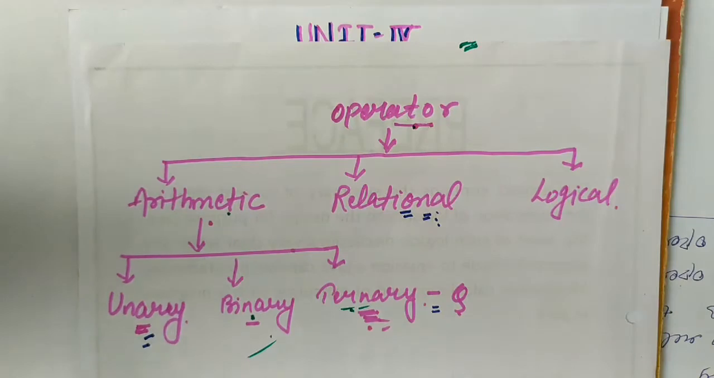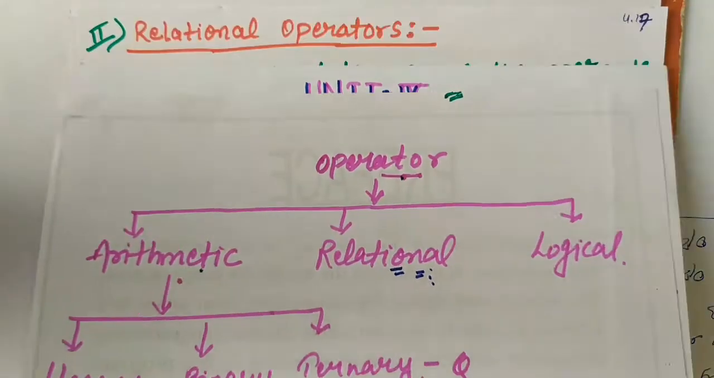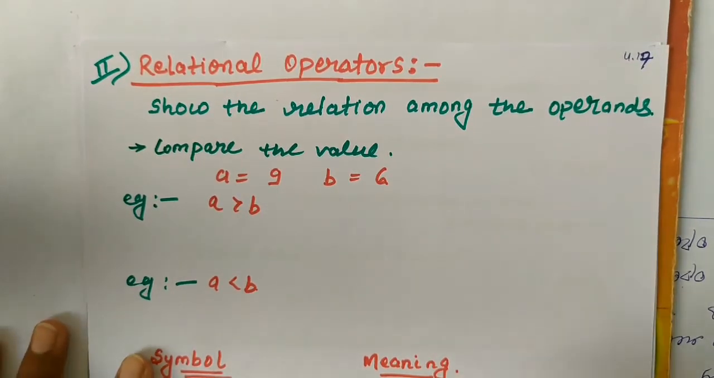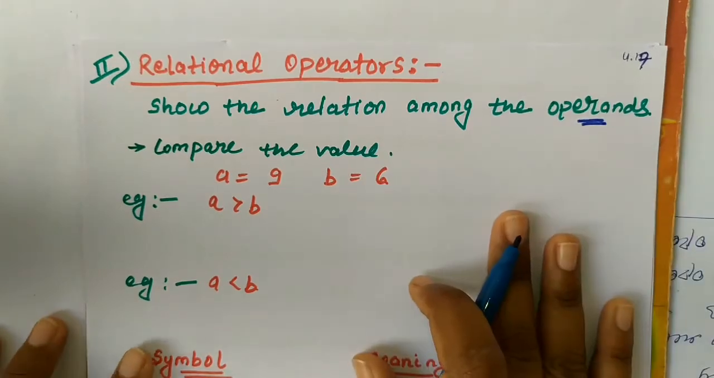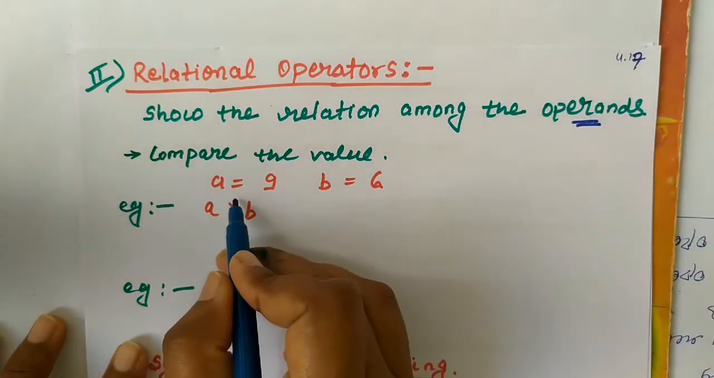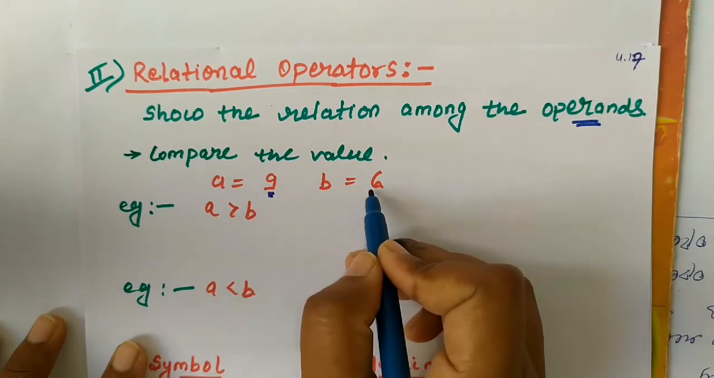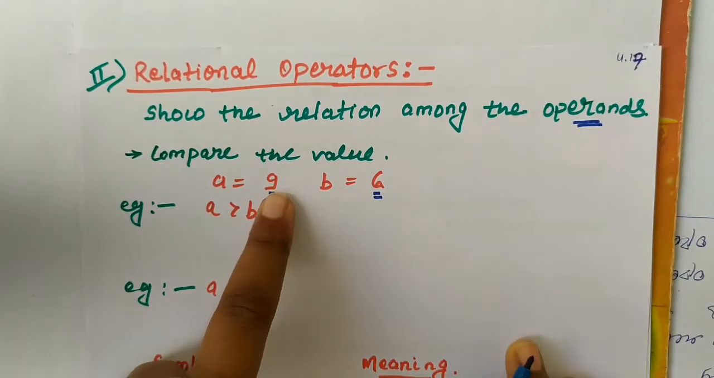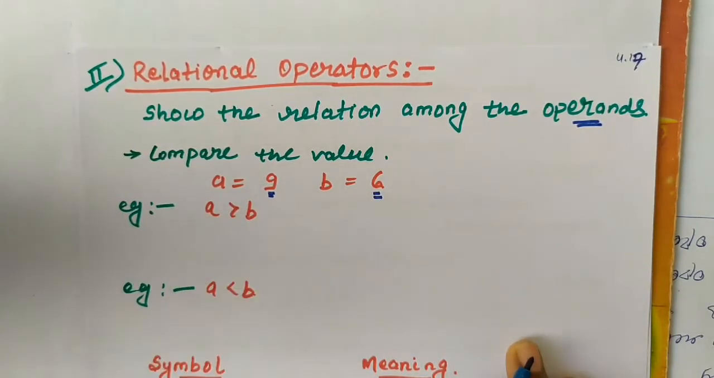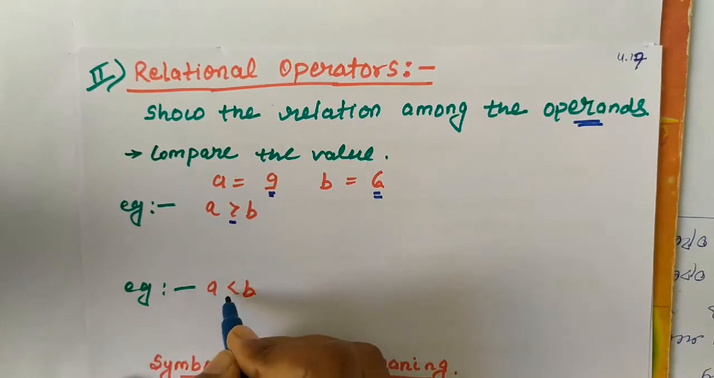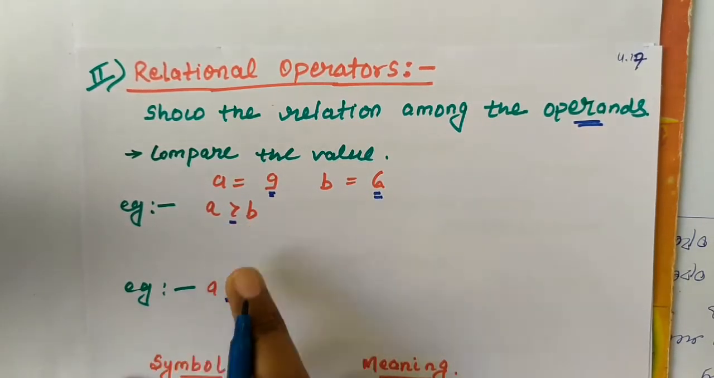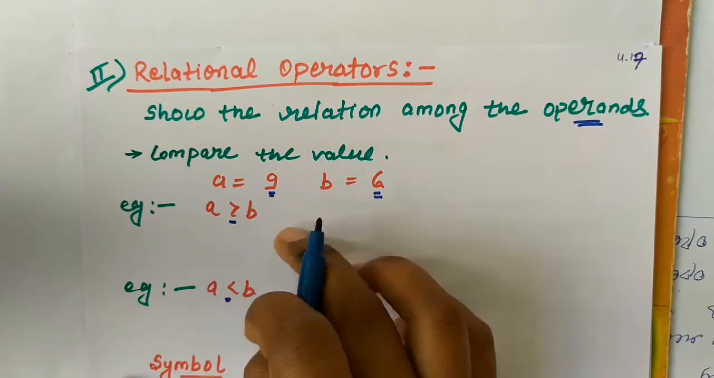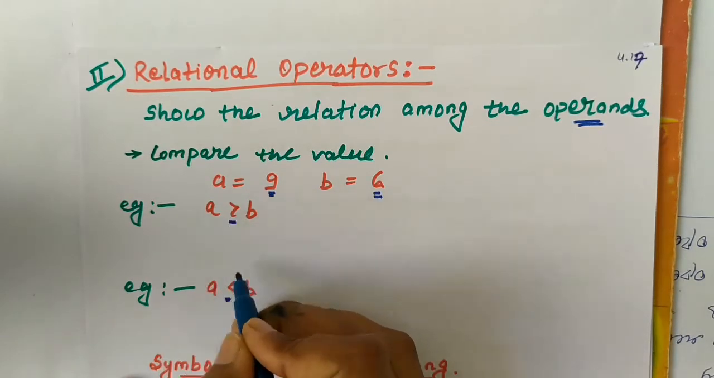Firstly, what is the relational operator? The relational operator shows the relation between different operands. Suppose here are two values, A and B. The value of A is 9, the value of B is 6. We have to compare these two values, so we use signs like greater than or less than. If A is greater than B or A is less than B, this is the comparison between A and B using the less than or greater than sign.